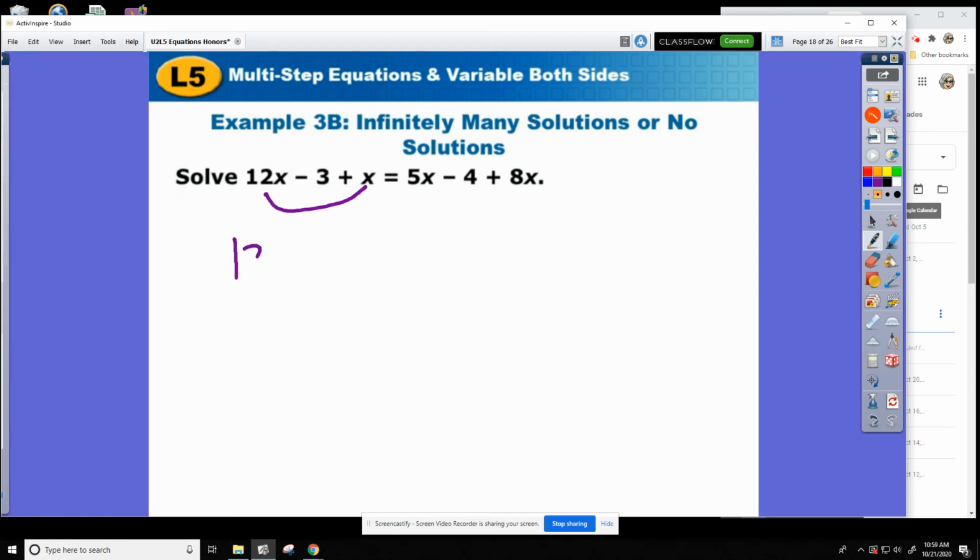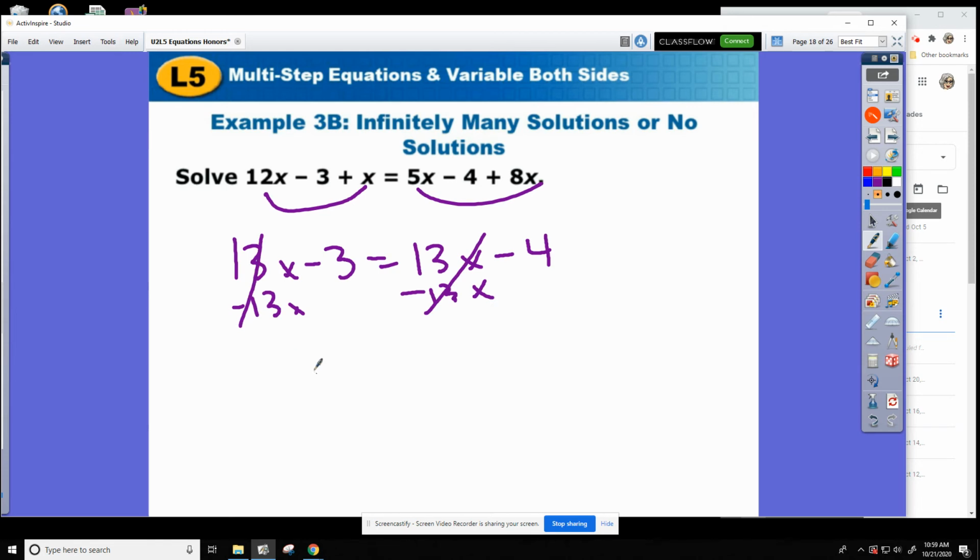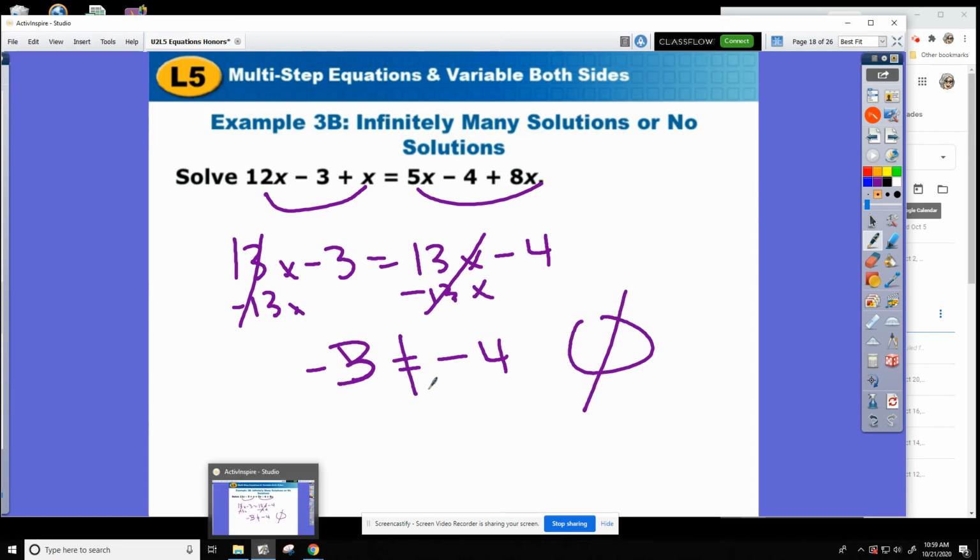So we add those, 13x minus 3, and we add those, 13x minus 4. So we could see right there, they're not the same. But when I get rid of 13x, I get negative 3, oops, that's a 3, equals negative 4. Not true. So they're not equal.